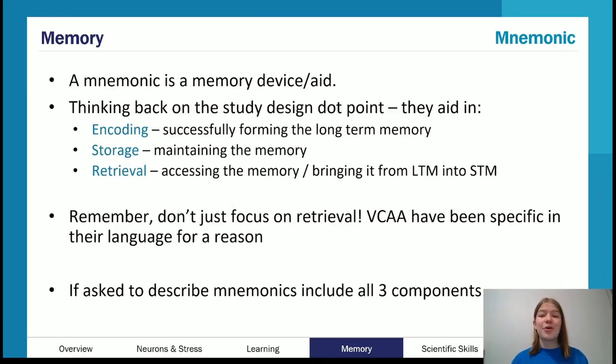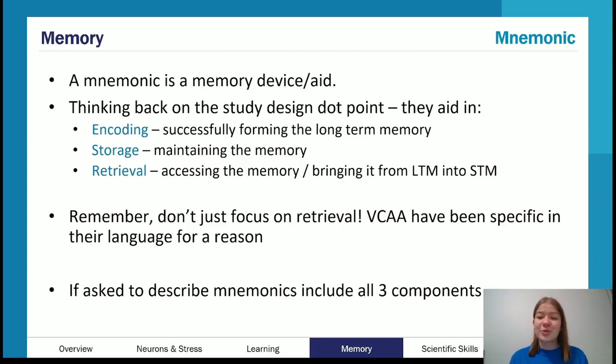Now we're going to go on to some strategies that can be used to assist with memory. A mnemonic refers to any kind of memory device or aid that you might use. And when we're looking at the study design dot point on this, VCAA makes a point of saying that they help with encoding, storage, and retrieval. So we want to make sure that we think about all three of those parts. Encoding, where we successfully form the long-term memory. Storage, where we are able to maintain that memory in storage. Or retrieval, where we can access that memory, bringing it from our long-term memory into our short-term memory.